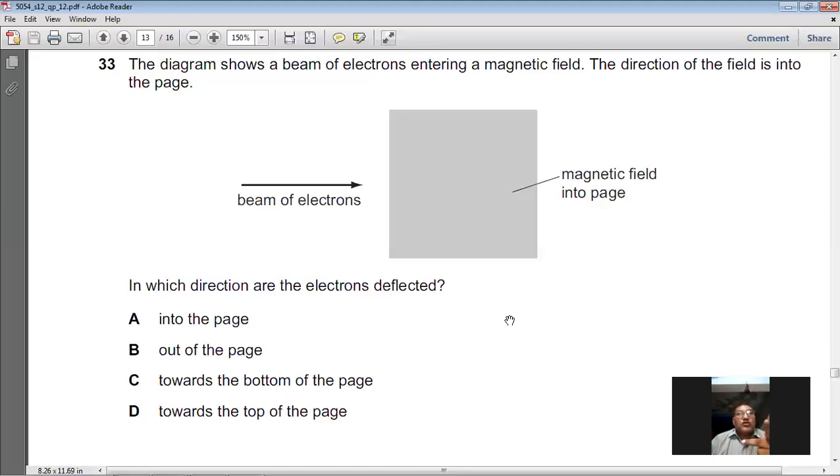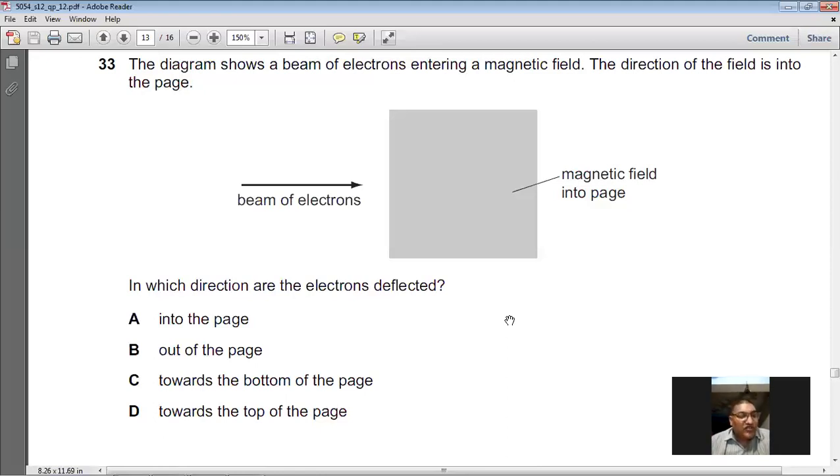So, magnetic field is into the page, okay? Beam of electrons is going in this way. My thumb is pointing upward. But this left-hand rule is not about the electrons, because the electrons are negative. The left-hand rule is for the positive charges. So whatever the left hand is telling you, the direction of the force, this thumb is force, F, is upward. But because these are electrons, we will take the direction opposite to this. So the electrons will be deflected towards the bottom of the page. So C is the choice.